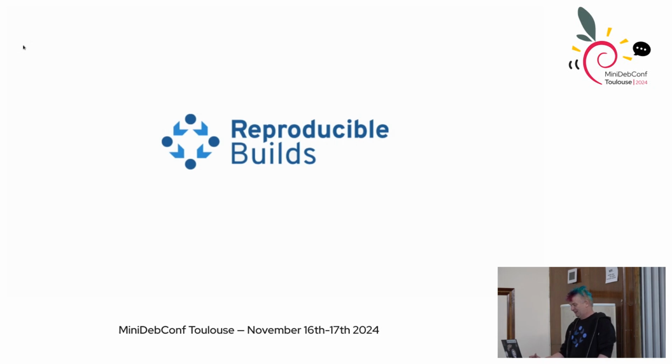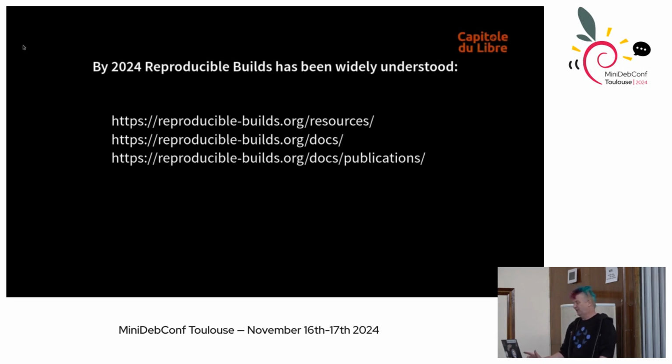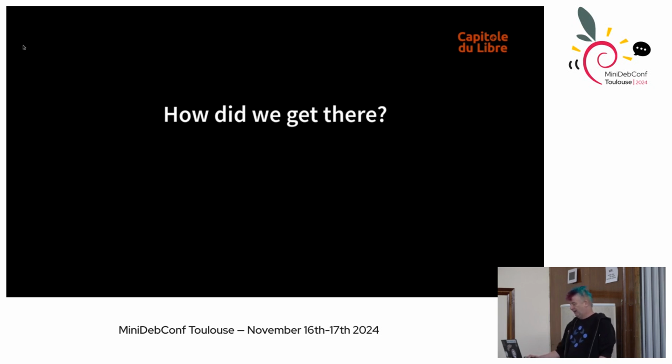By now, reproducible builds have been widely understood. We have the definition, we gave many talks, we have resources. The White House also demands SBOMs now, and they do recommend reproducible builds. So how did we get there? And I'm repeating this a bit also in memory of Lunar.